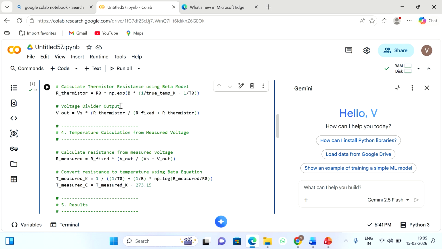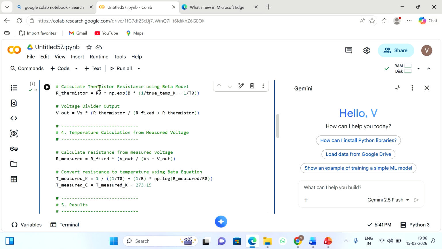And this code simulates the thermistor resistance variation with the temperature. It uses a voltage divider circuit model. Then it converts measured voltage into resistance, and once again it is converted into temperature, and then it plots voltage versus time, then resistance versus time, and then temperature versus time.